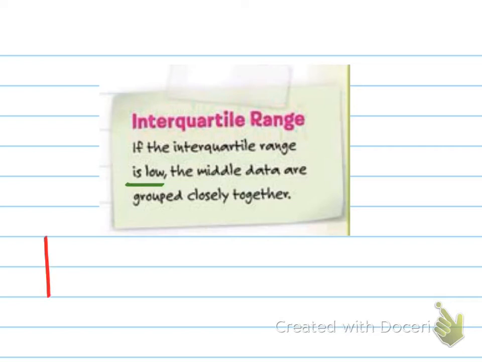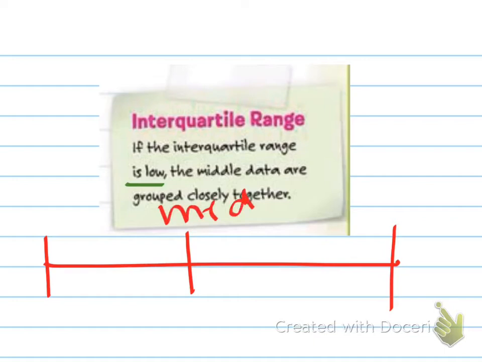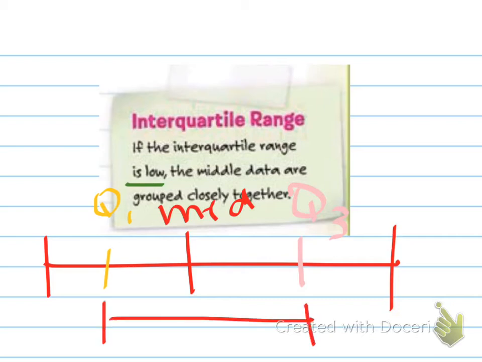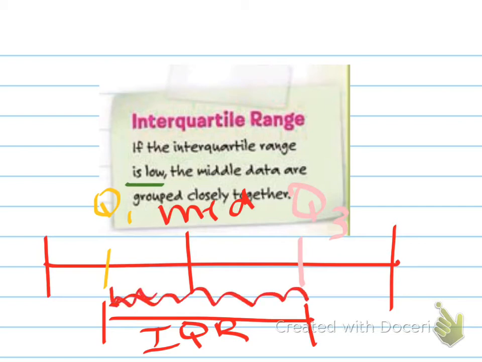We've got our median here, which I'll abbreviate, and then over here we have our quartile 1. And over here we have our quartile 3, and the difference from here to here is the IQR, the interquartile range. Now if that's a low number, if this is a small number, it means that there's not a big spread between quartile 1 and quartile 3.